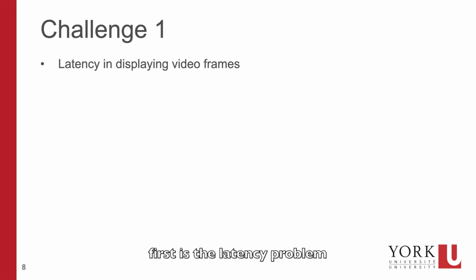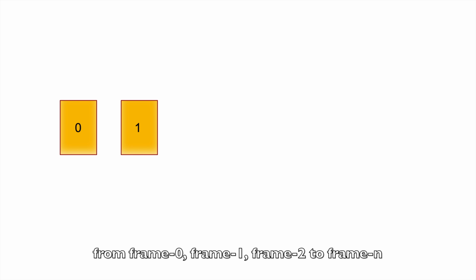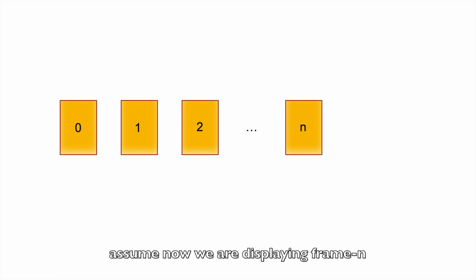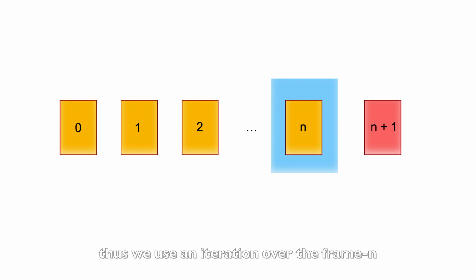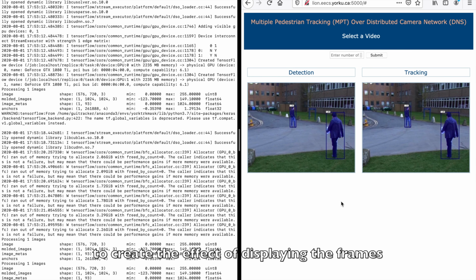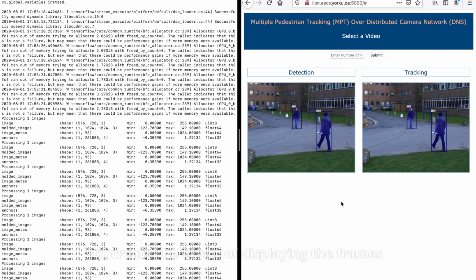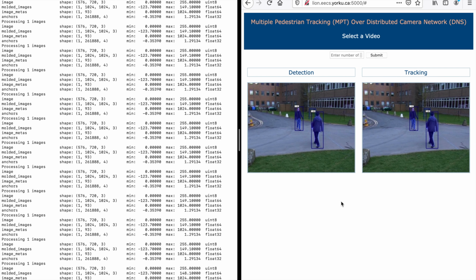We have faced different challenges when developing a web application. First is the latency problem. After executing the detection algorithm, it will generate video frames from frame 0, frame 1, frame 2 to frame n. Assume now we are displaying frame n, but frame n plus 1 is not ready to read. Thus, we use an iteration over the frame n until the next frame is available to create the effect of displaying the frames without delay.